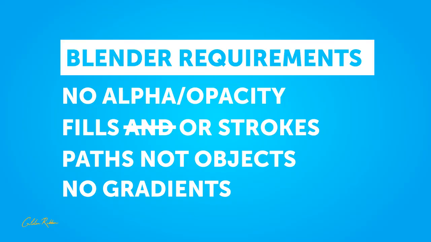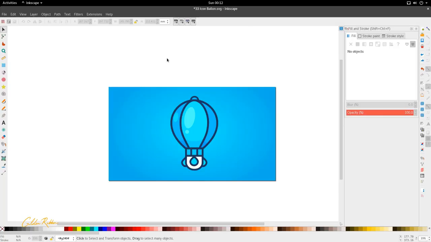And that is today's quick tip. Just to run over it again: opacity does not work in Blender. You have to make sure that it's paths that you are importing into Blender. Blender doesn't support paths with both fill and stroke attached to them, so you have to separate them, one with fill and one with stroke. And no gradients. Gradients don't work with Blender. So those are the four points.